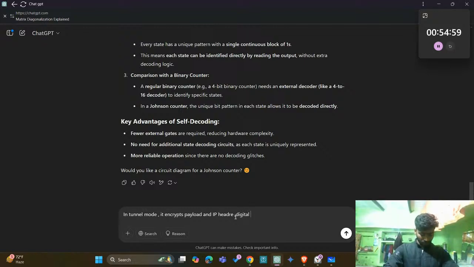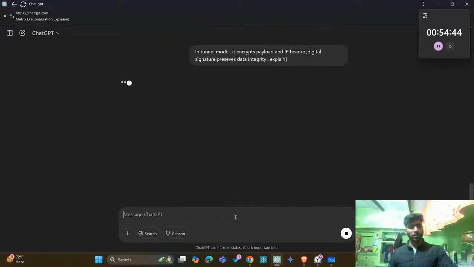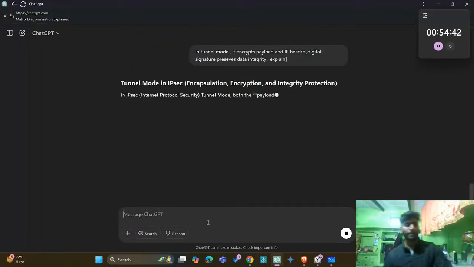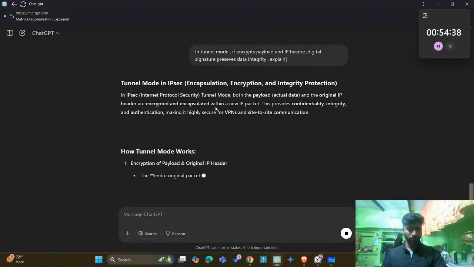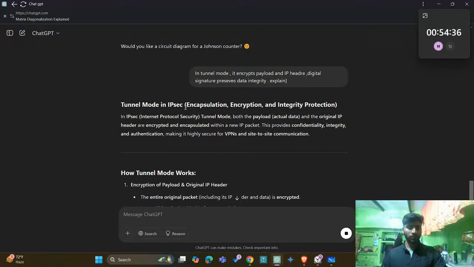Digital signature preserves data integrity. Explain this, guys. In tunnel mode, in IP encapsulation: encryption, integrity, protection. IPsec.